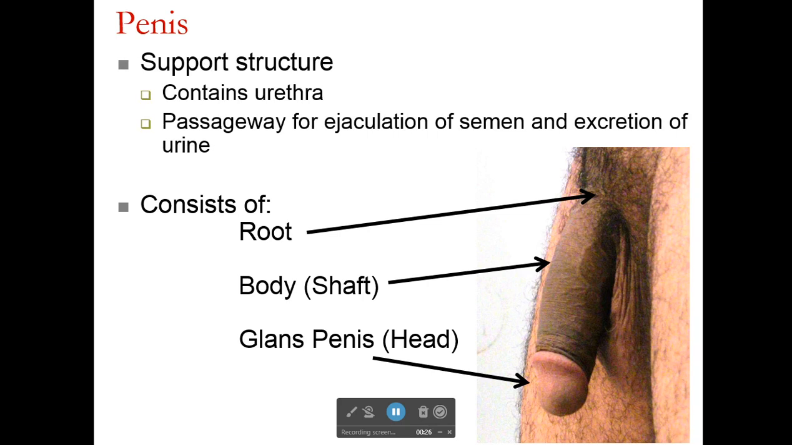It is the support structure, so we're going to find our urethra. And it's three main parts. We've got the root, which is the attachment point, the body, or the shaft of the penis, and then the glans penis, or the head of the penis.